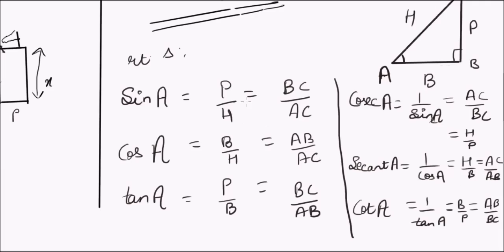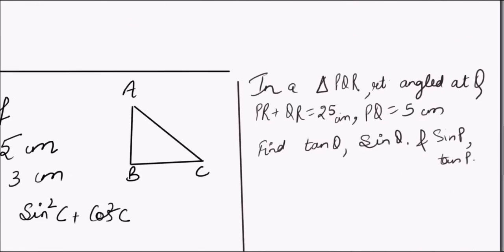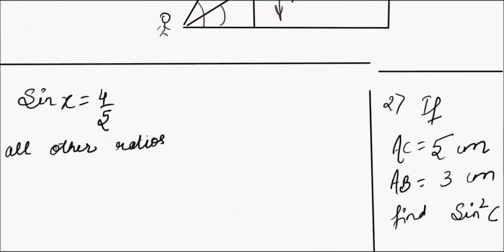While practicing these over and over, you will easily remember all these ratios. That is, sine is P over H, cos is B over H, tangent is P over B, and the rest of the ratios are just reciprocals of their counterparts. Let us have some examples to clearly study these ratios.